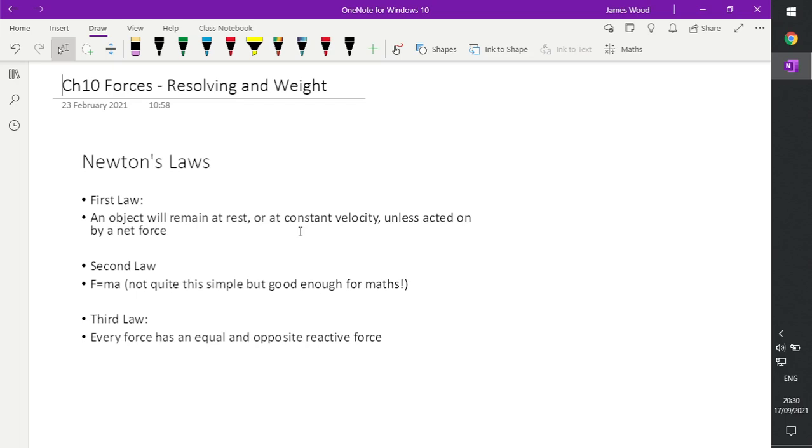If you have an object sat on a table or sat on the floor, it's going to remain at rest unless you act on it with some sort of force. That's common sense. The bit about at a constant velocity, you might think that doesn't make sense because if I have a car moving along a road and then I take my foot off the accelerator pedal, you might say, well, there's no force being applied and yet it's going to slow down. But actually, of course, there's things like air resistance and friction with the floor, which are going to slow it down. So there is actually a force there.